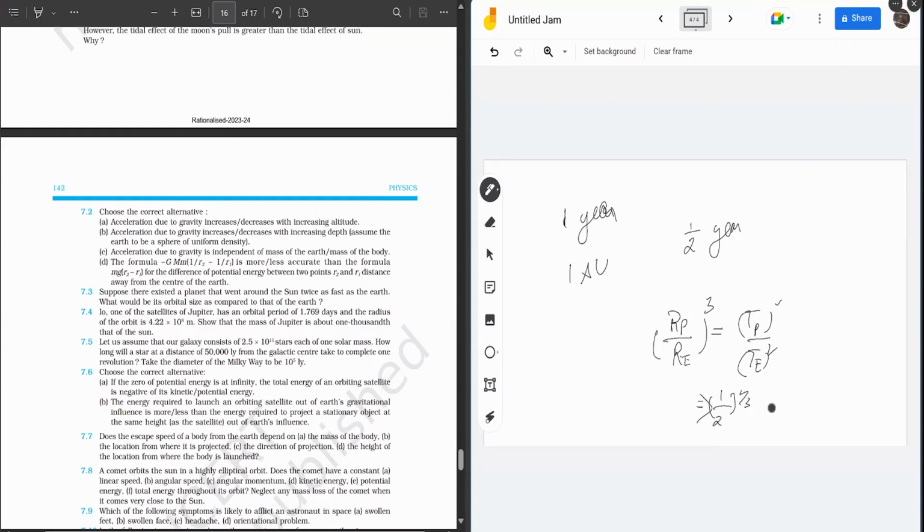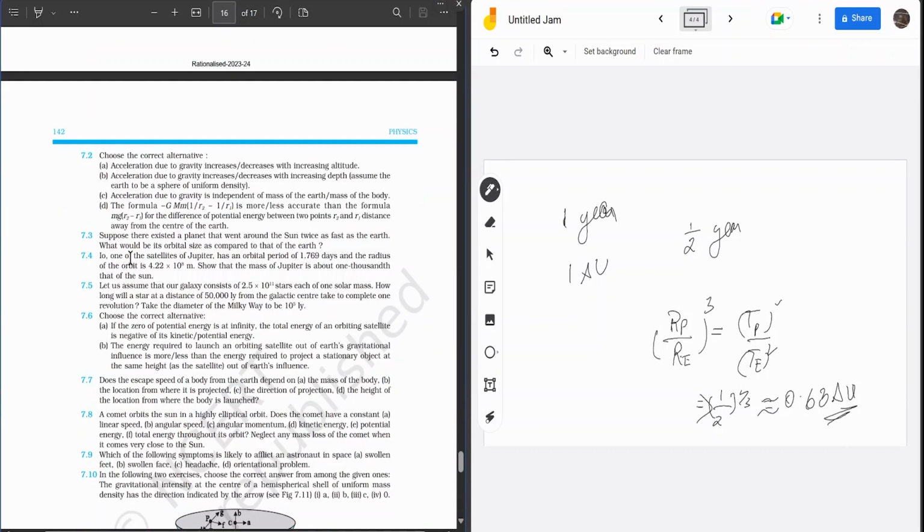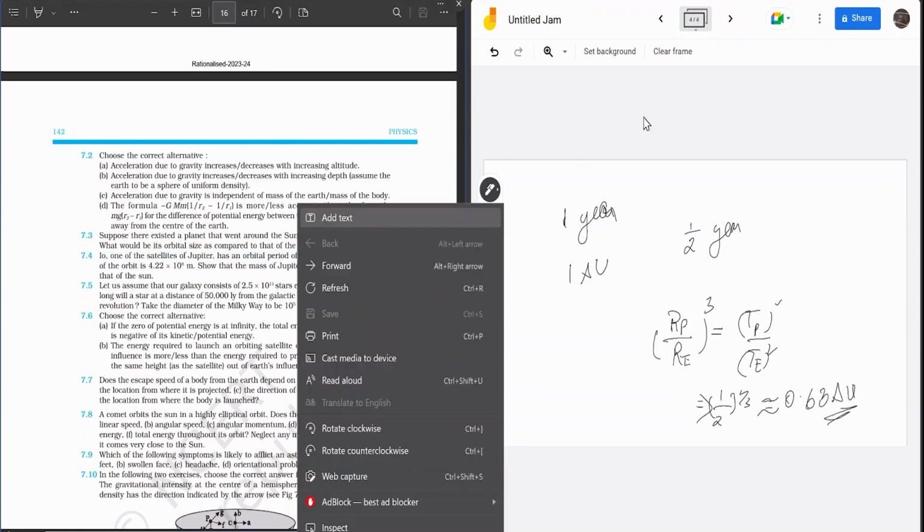Okay, this is approximately equal to 0.6. So 0.63 AU is our R. Okay, Io, one of the satellites of Jupiter, has an orbital period of 1.769 days, and the radius of the orbit is 4.22 into 10 to the power of 8 meters. Show that the mass of Jupiter is about 1,000 that of the Sun.